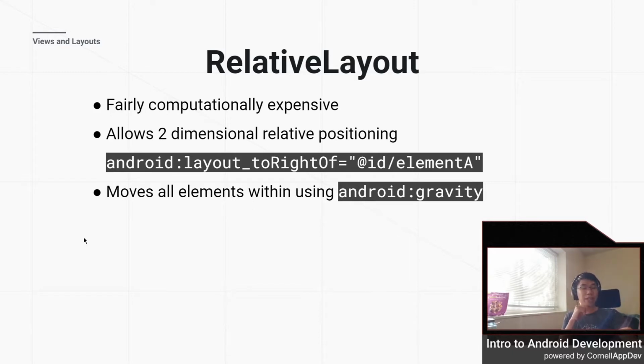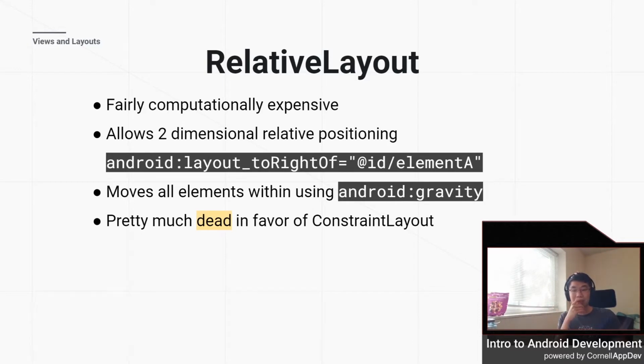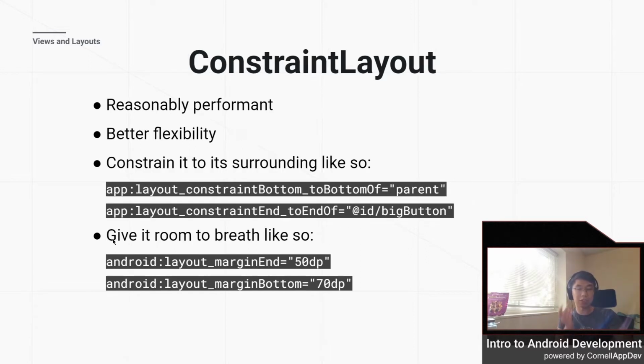RelativeLayout, we're not really going to talk about this because it's practically not used anymore. It allowed for two-dimensional relative positioning, moved all its elements using the gravity tag, but is pretty much dead in favor of the ConstraintLayout, which is the new one that Google really likes to use and will be the default view group that shows up when you create a new empty activity. Relatively performant and better flexibility. You can just tie things to other objects inside, and it will constrain it depending on how you've set up the other things you've tied it to.